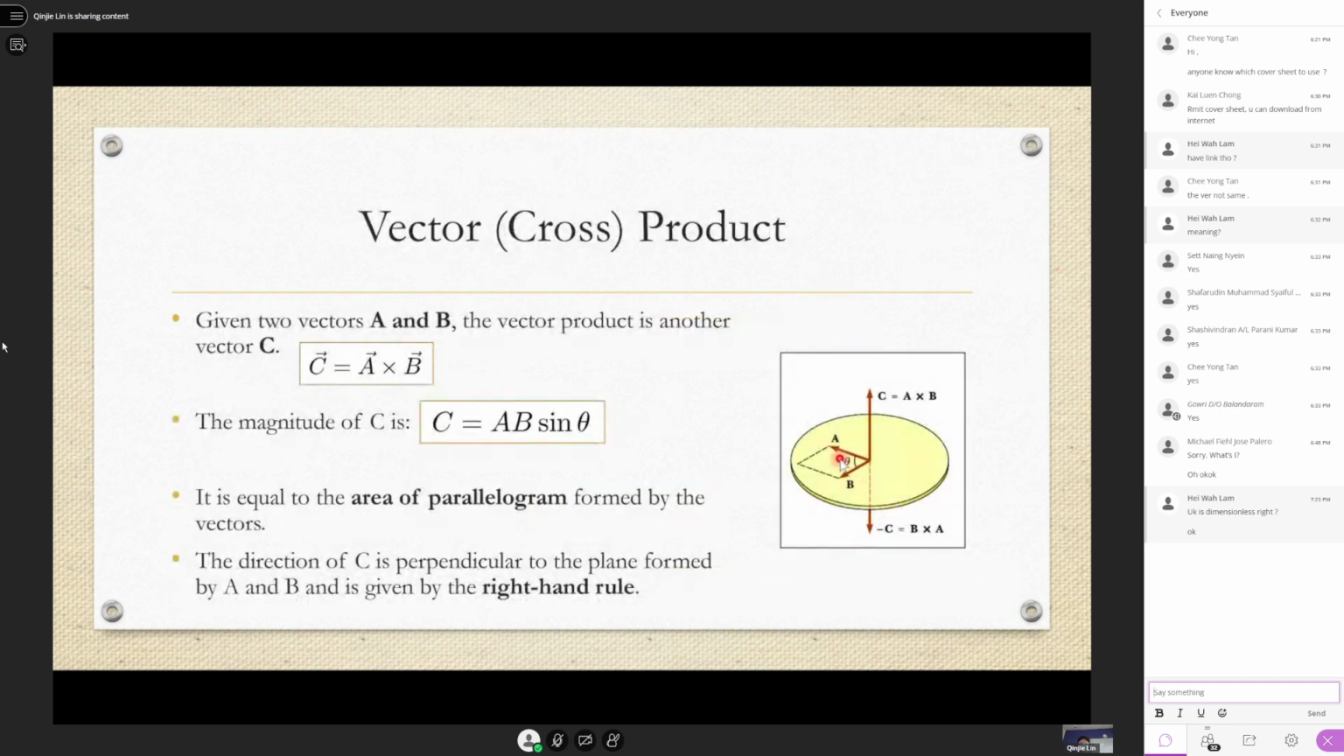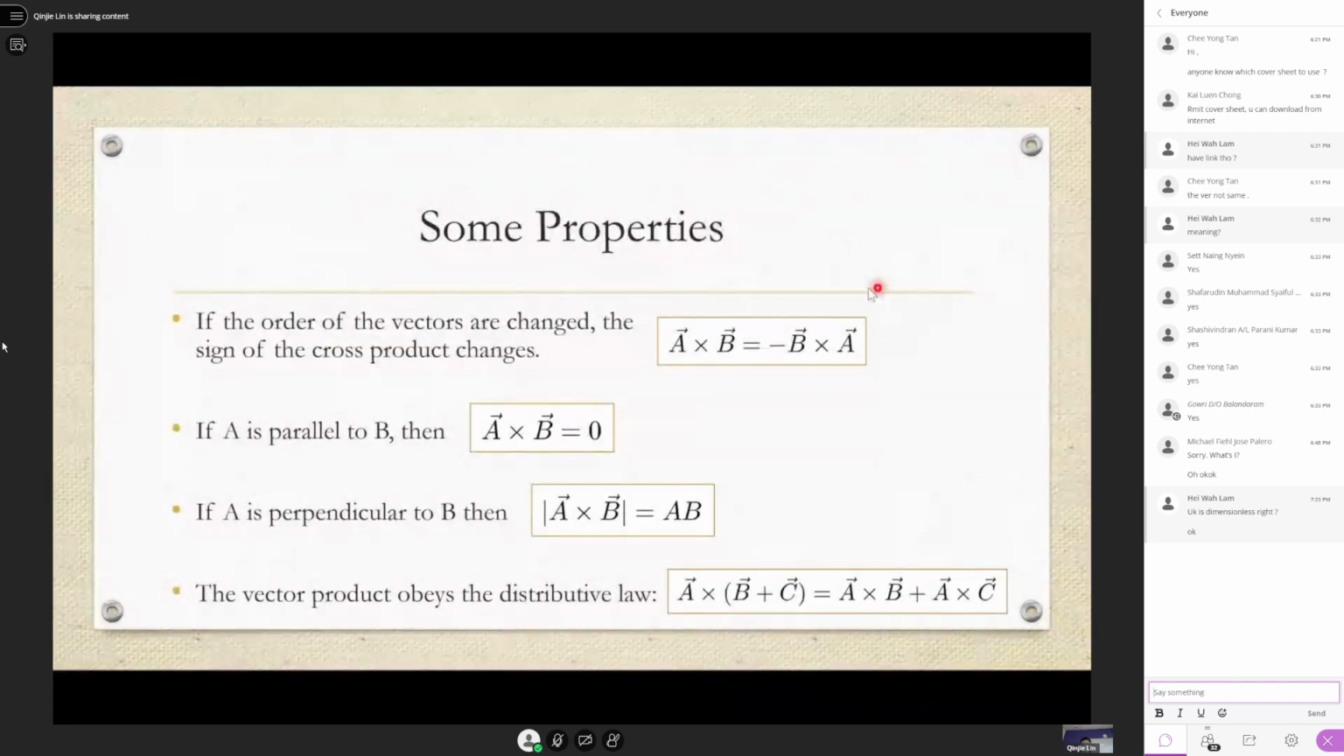So from here, if you do B cross A, your whole hand is going to tilt, right? Just now A cross B was like this, but B is here. So if you do B cross A, your whole hand will tilt around. Then you realize the resultant is actually pointing downwards. So A cross B is not the same as B cross A. If the order of the vectors is changed, the sign of the cross product changes. I just explained why: the direction will be different.